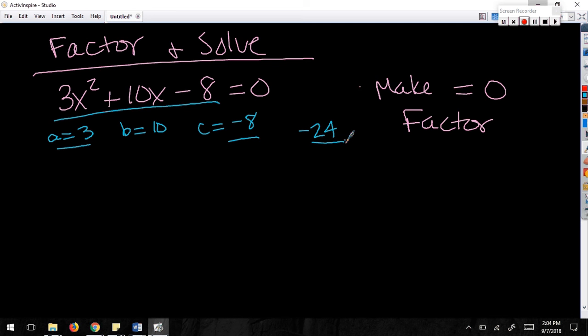What two things multiply to negative 24 but add to positive 10? I hear 6 and 4, but if they're both positive, they'd multiply to positive. You got it. Negative 2 and 12. Good job. I told y'all that's the hardest part, right? If you ever see it's got to multiply to a negative, you have to have one positive, one negative. So from there, those are my two middle terms now. I've got 3x squared minus 2x plus 12x minus 8.